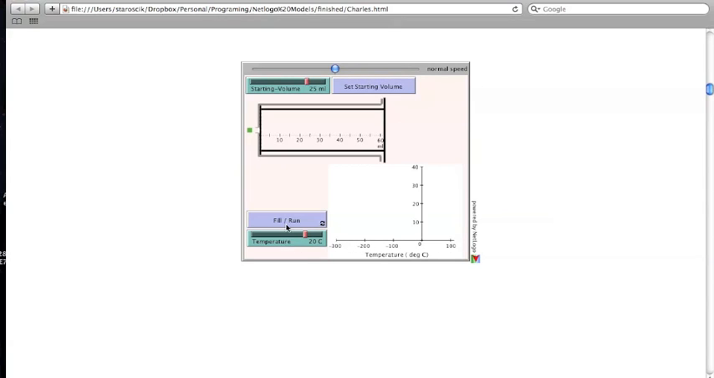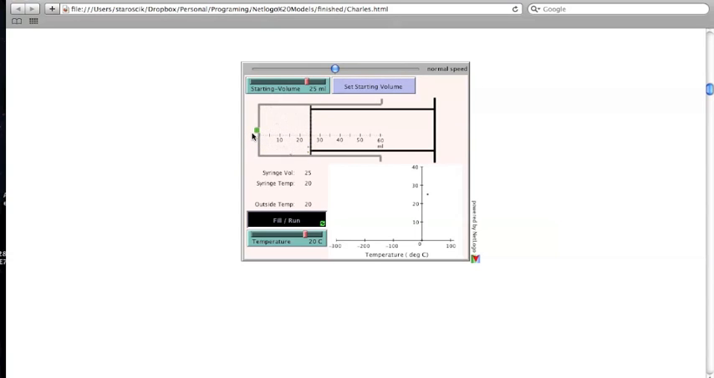Clicking the Fill Run button causes the plunger to move to the starting volume, the cap to be closed, trapping gas molecules in the syringe barrel. Molecules can be seen moving around inside the syringe barrel, and as with the Boyle's Law illustration, there's a small flash every time a molecule collides with the wall of the syringe.